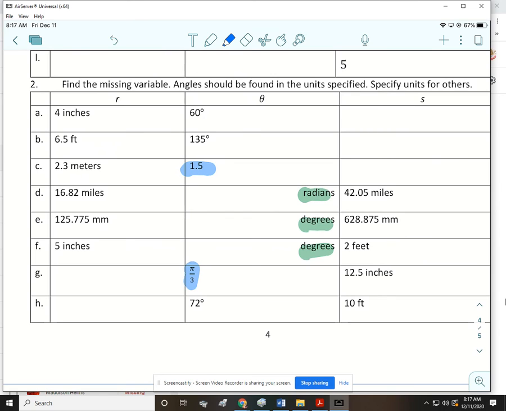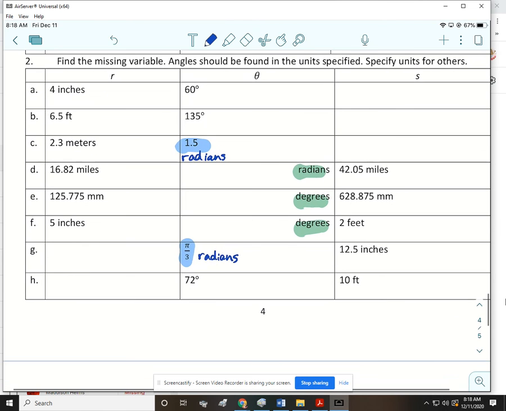So if there's not a unit on your theta, then what is it in? No unit means this is already in radians, which is awesome because then that's one less step that you have to do. So keep that in mind.